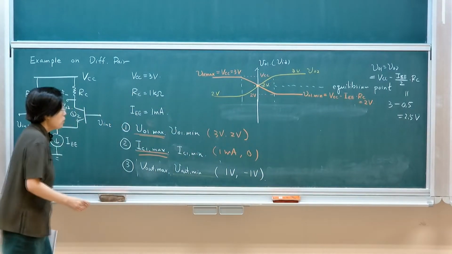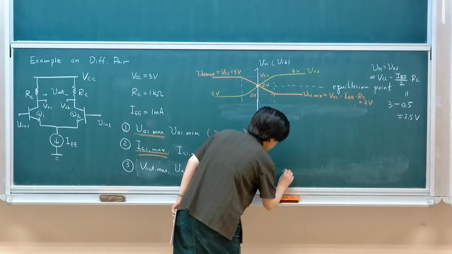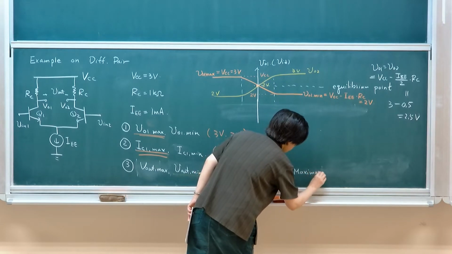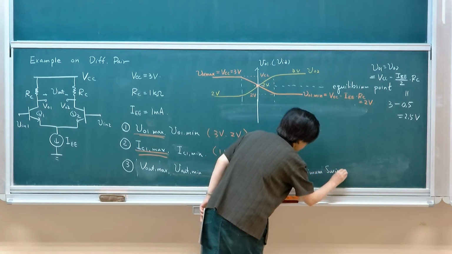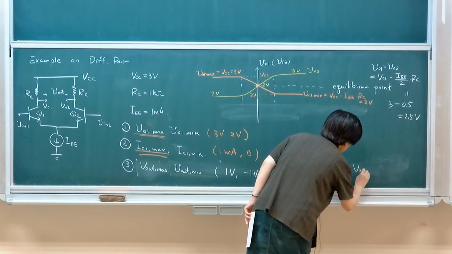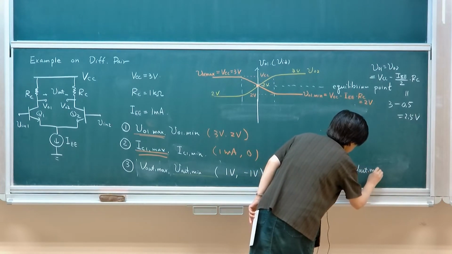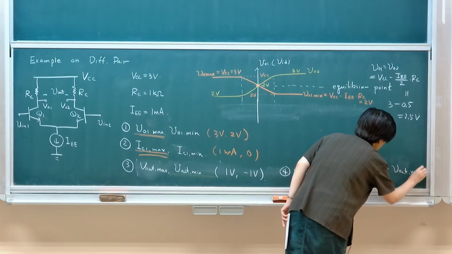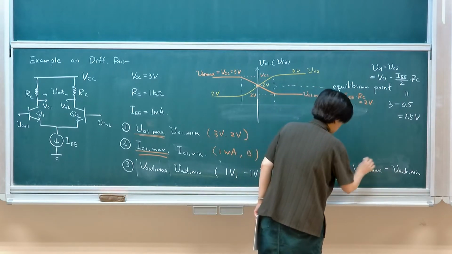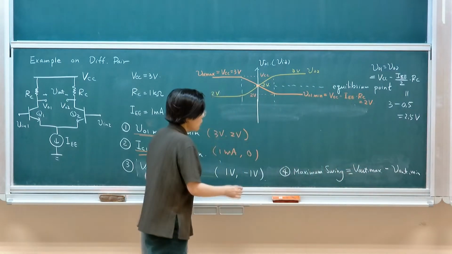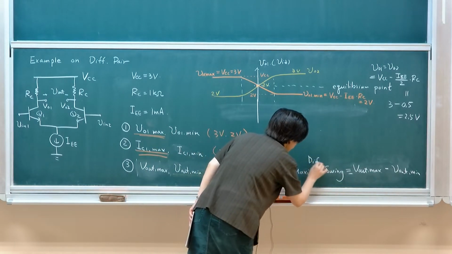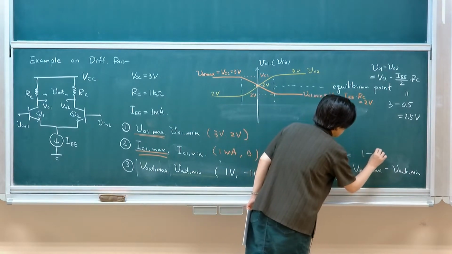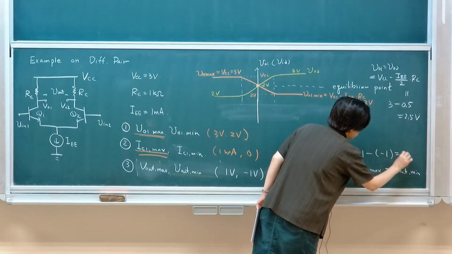Okay? So that finally, the maximum swing, I should define maximum swing as VL max differential minus VL minimum. Maximum differential swing. Maximum differential swing will then be 1 minus minus 1. Therefore, your swing should be 2 volts.